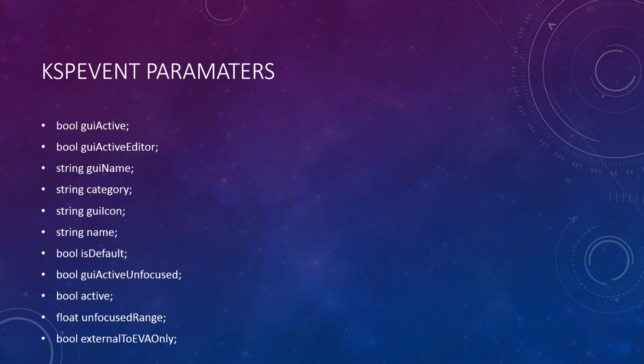The last is called external to EVA only. If active and GUI active unfocused are true, and this is also true, then this event will only be visible if the vessel you are controlling is a Kerbal on EVA. This is useful if you want to have things to do that only Kerbals can do.